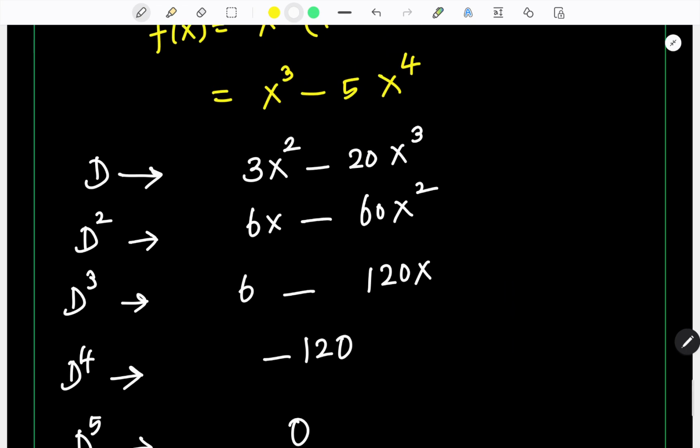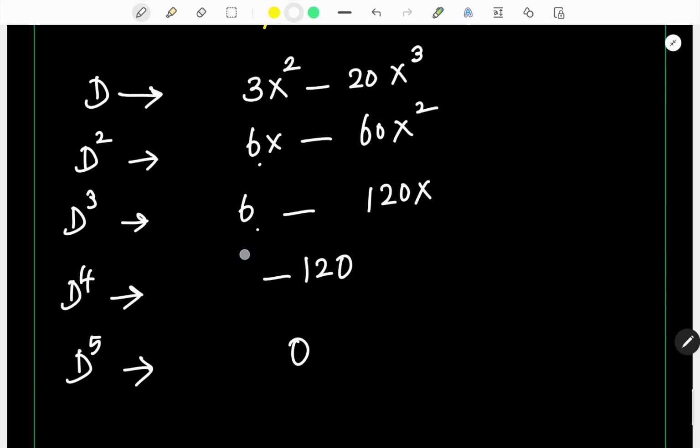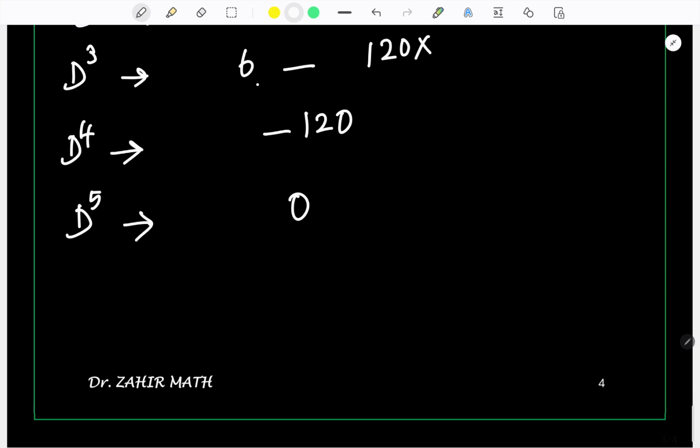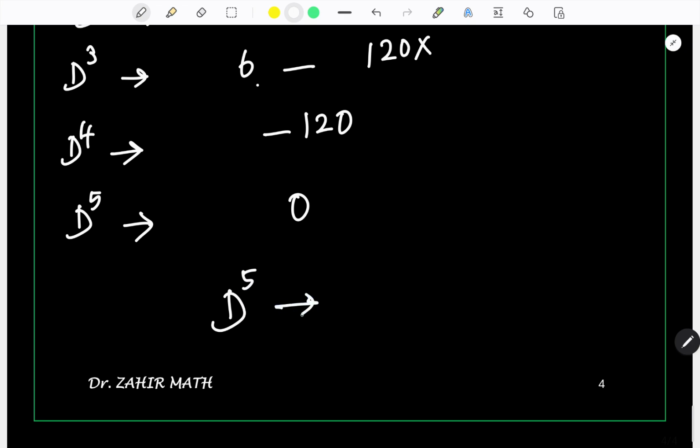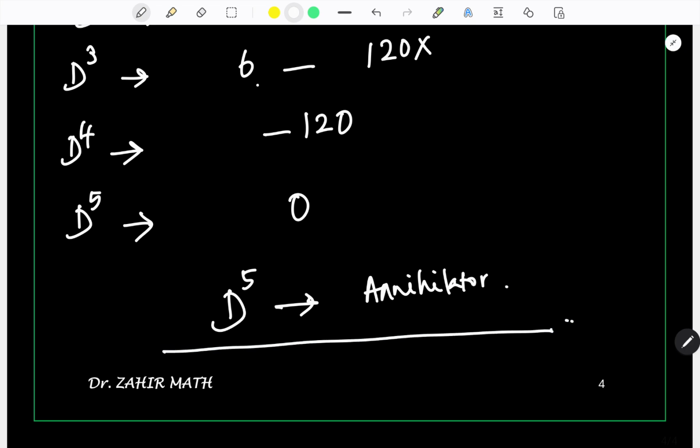Let me explain again. X cube gives 3x square, and this gives 20x cube, since 5 into 4 is 20. Next derivative, 3x square is 6x, and 3 times 20 is 60x square. 6x is 6, this is 120x, and then minus 120. The sixth differentiation is 0, so D power 5 is 0. So who is your annihilator? D power 5 is your annihilator. I'm telling you again, we are just finding the annihilator and we are not applying it to another question to get a solution. Our duty in this exercise is just to find the annihilator.